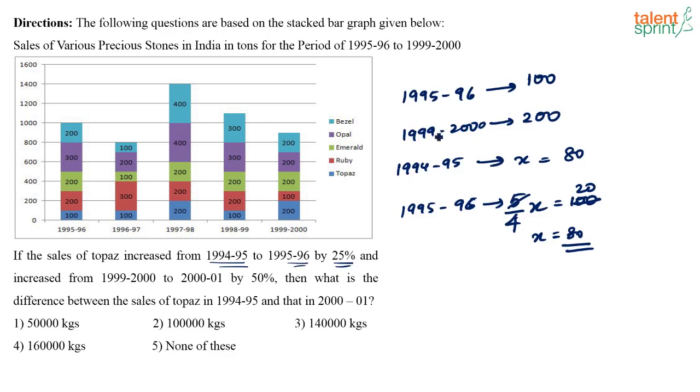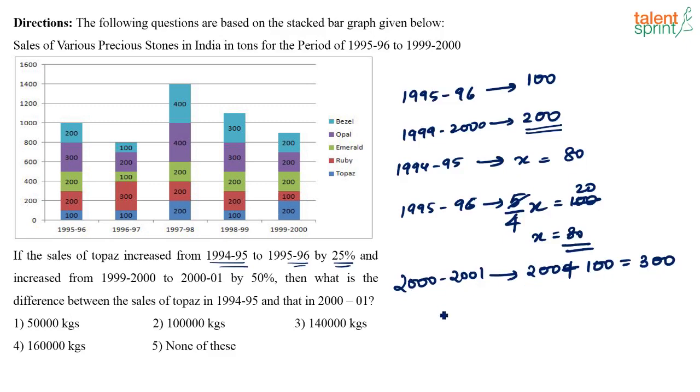If you look at the year 99-2000, the sales of topaz was 200, and in 2000-2001 the sales of topaz has increased by 50%. So earlier it was 200, means now how much has it become? 200 plus 100, that is it has become 300. Now what is the question? What is the difference between the sales of topaz in 94-95 and 2000-2001?